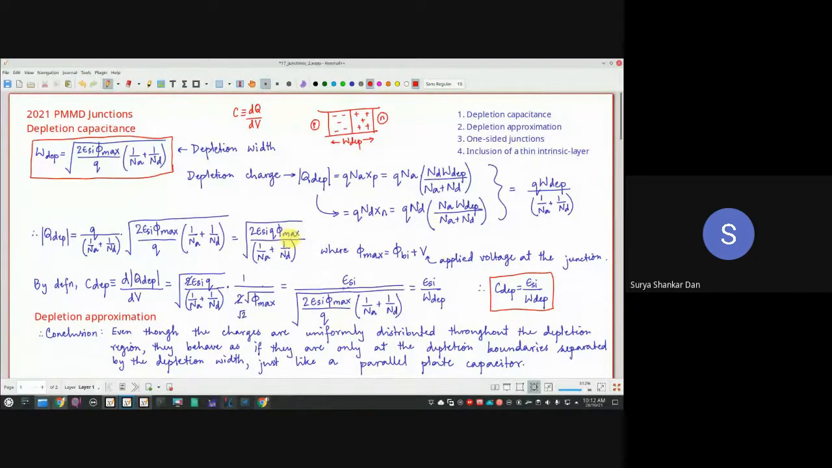तो ये phi max क्या है? Remember, phi max is phi bi plus V. V is the applied voltage at the junction. तो यानी कि phi max is equal to phi bi plus V, now let us look at this equation. This simplification is something, this algebra you can study later. So phi max is equal to phi bi plus V. If you notice, except this V, which is the applied bias at the junction, the rest of all the terms are all constants. ठीक है? तो फिर by definition, as I have shown over here, C dep is equal to dQ dep by dV, V is the applied bias. तो यहाँ पर सिर्फ phi max में ही ये V है ना?